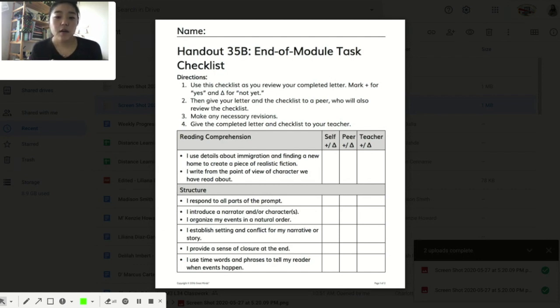Okay. You also need to make sure you introduce the narrator and characters. You organize events in a natural order, so making sure that there is some kind of order of events that is happening throughout your moment or your exploded moment. And like I said in my previous video or through a Google Meet session, the setting does not need to be one specific time, right? You can spread it out to a couple of days, right?